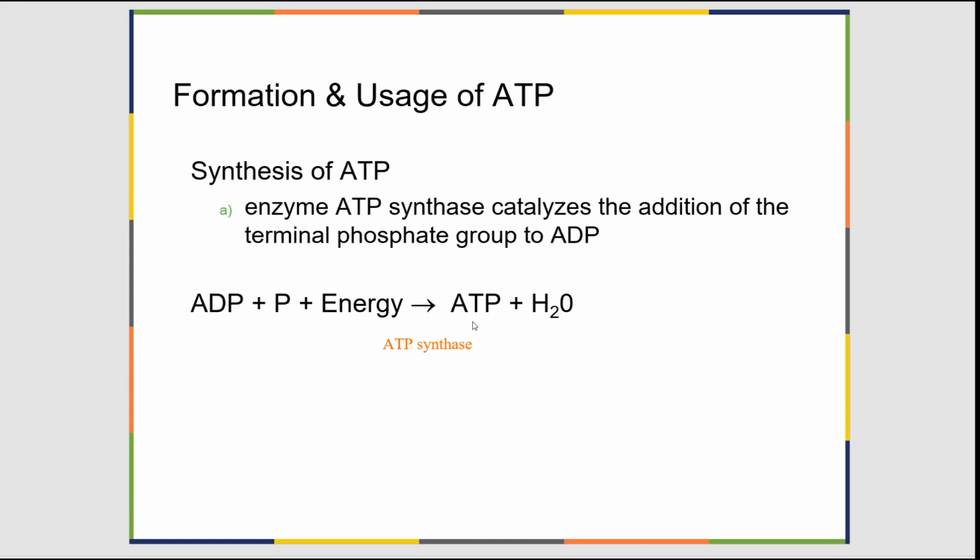Okay, after we get the energy, we then have to put it back together, and you get much more energy out of the ADP than it takes to put back in. So you add the ADP and that phosphate group plus a little bit of energy to yield ATP and water. So the byproduct of this reaction is water.